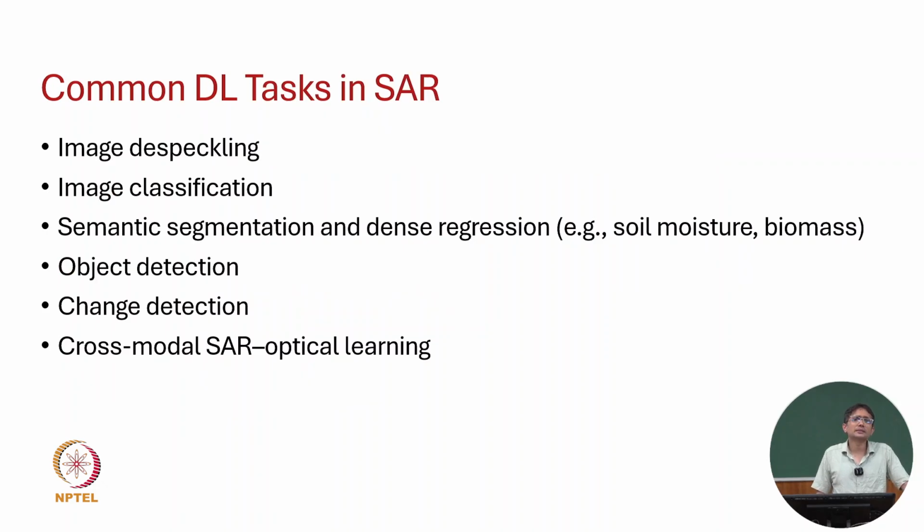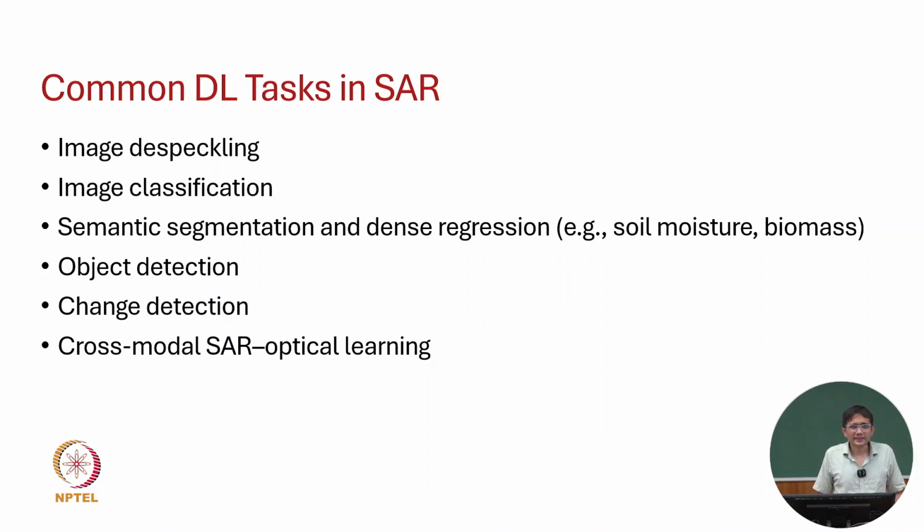So what are the common deep learning tasks in SAR? This includes image despeckling. As I mentioned, despeckling is often included as a pre-processing task. It can be done using deep learning, but often people also just use traditional filters, since the despeckling literature was already quite vast even before the deep learning era. So there were filters designed for this.